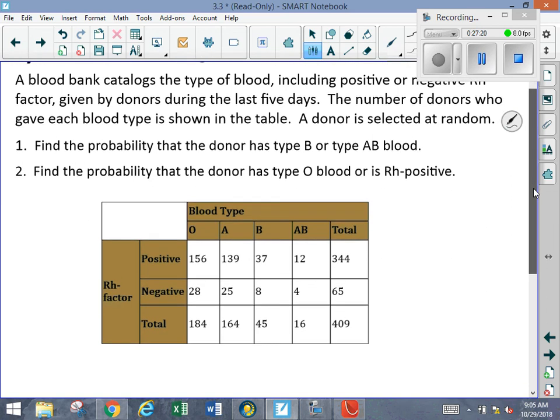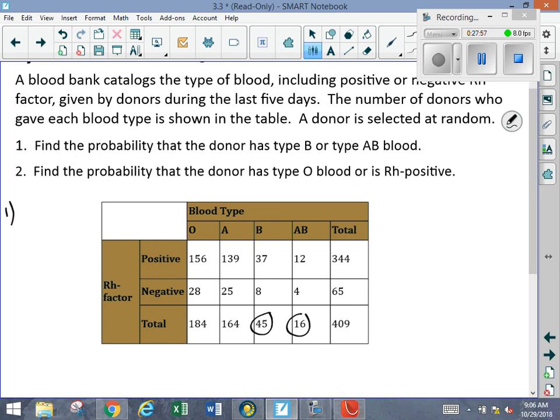So again, it's the same thing, same setup, right? A donor is selected at random. What's the probability that the donor has type B or type AB blood? So type B, that's these guys, right? Oh, my bad. Oh, this, right? That's type B. Type AB is the 16.